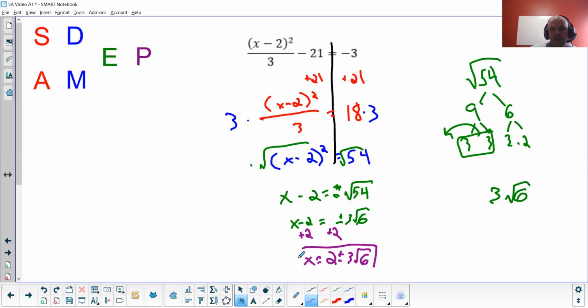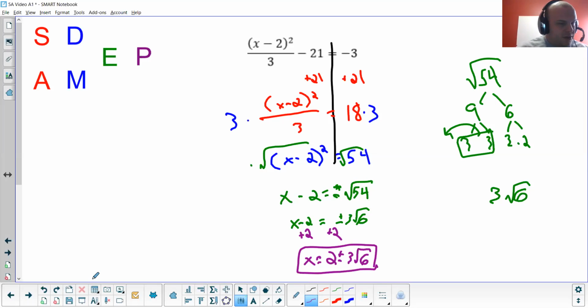And really what you're saying is you have 2 different answers. The answers are 2 plus 3 square roots of 6 and 2 minus 3 square roots of 6. It's just another way to show your steps. Some of you like this where it's a little bit simpler. Some of you might like it where you show the 2 different lines coming off of it.